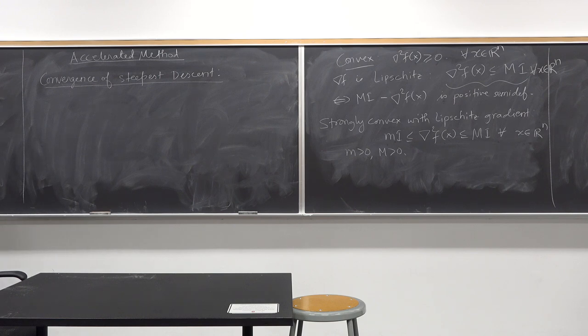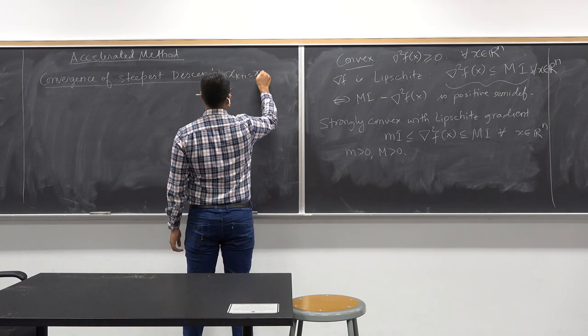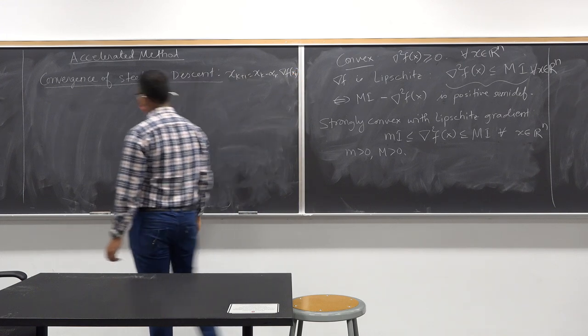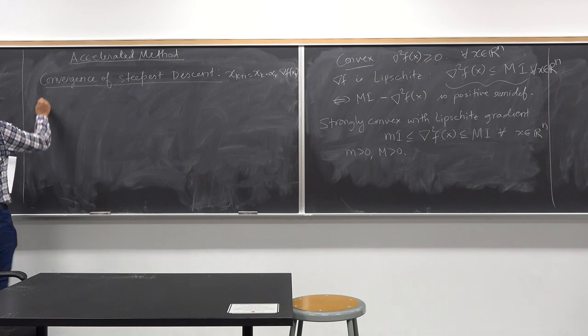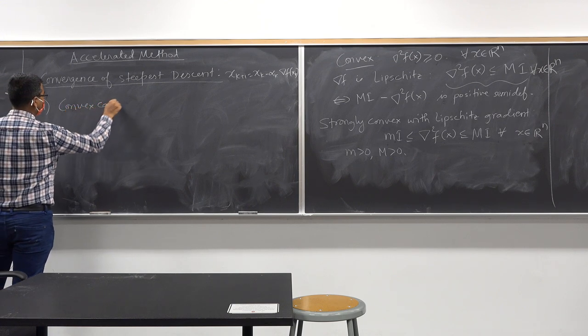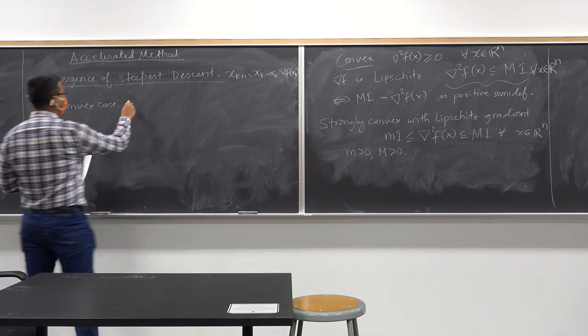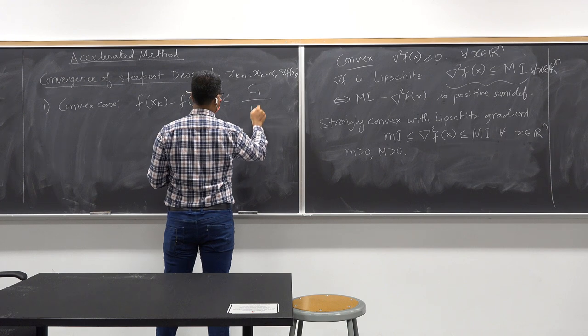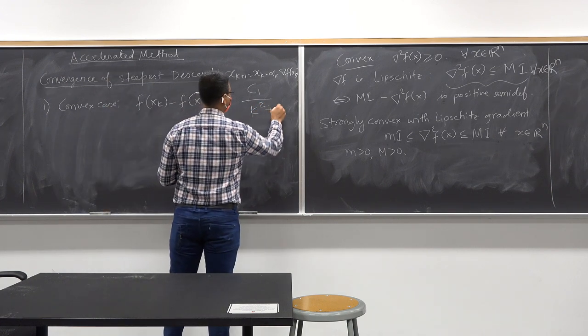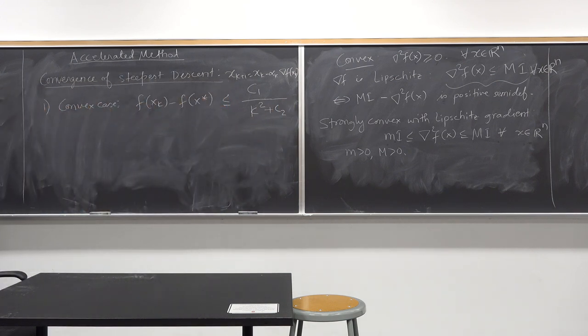So we have a steepest descent algorithm, xk plus 1 equals xk minus alpha k gradient f(xk). In the convex case, we typically have f(xk) minus f(x star) less than or equal to c1 over k square plus c2. This is how we measure the convergence speed of the steepest descent method.